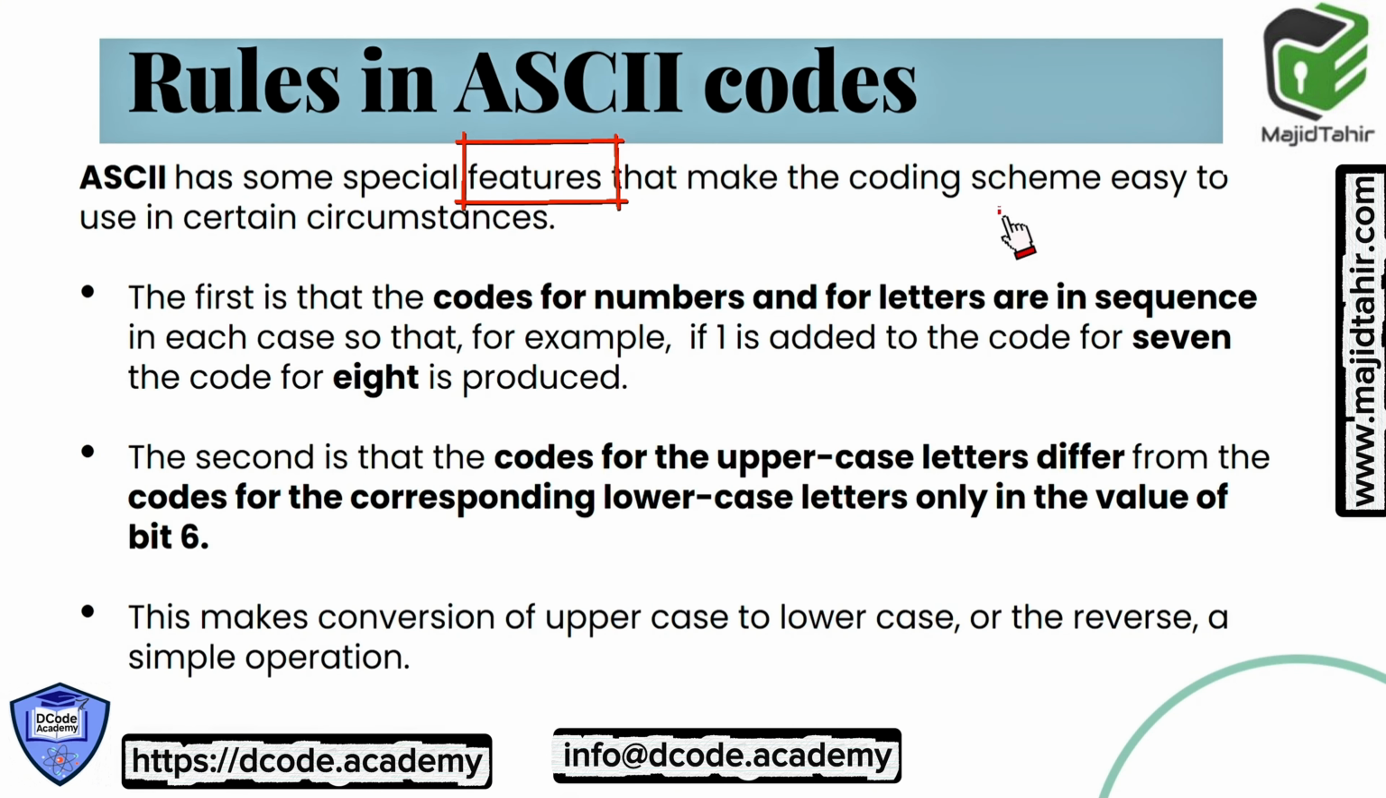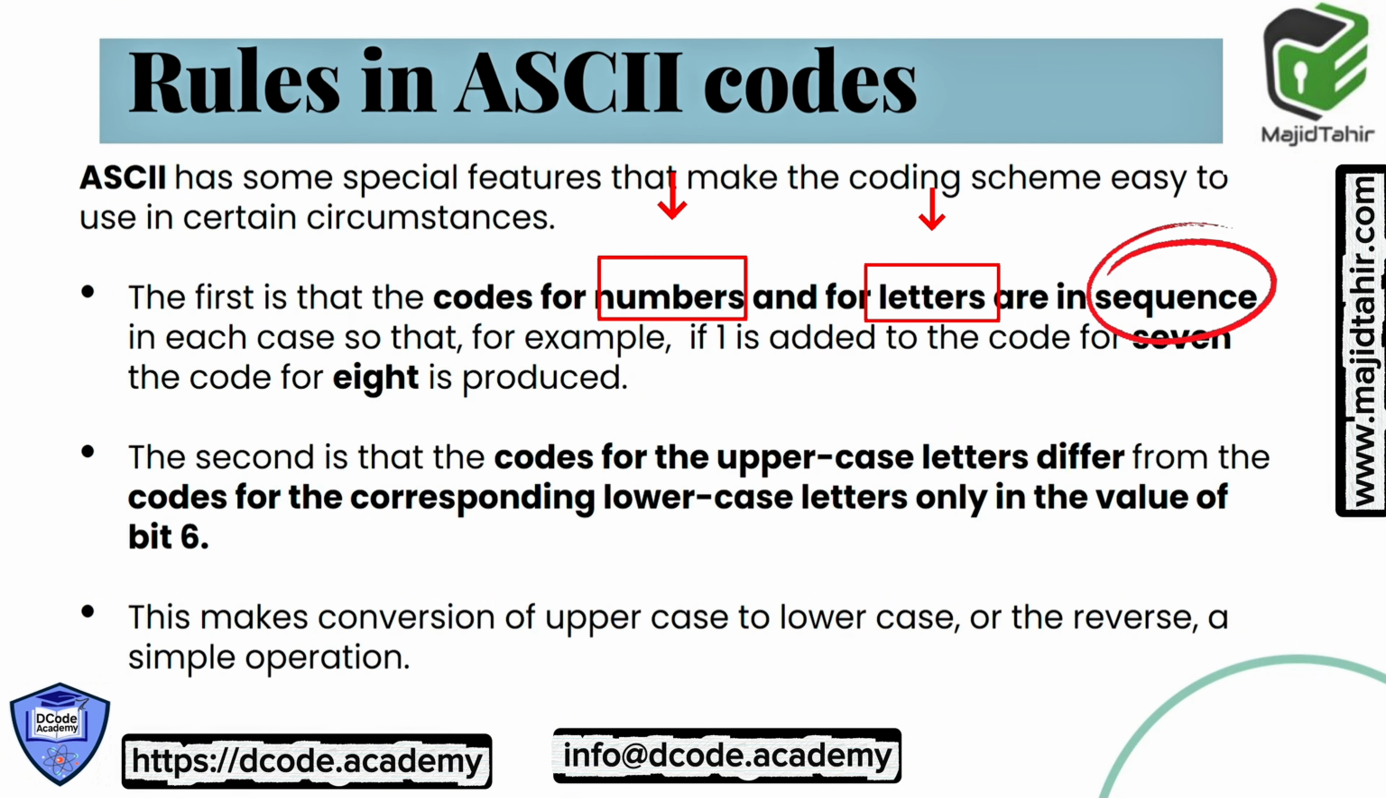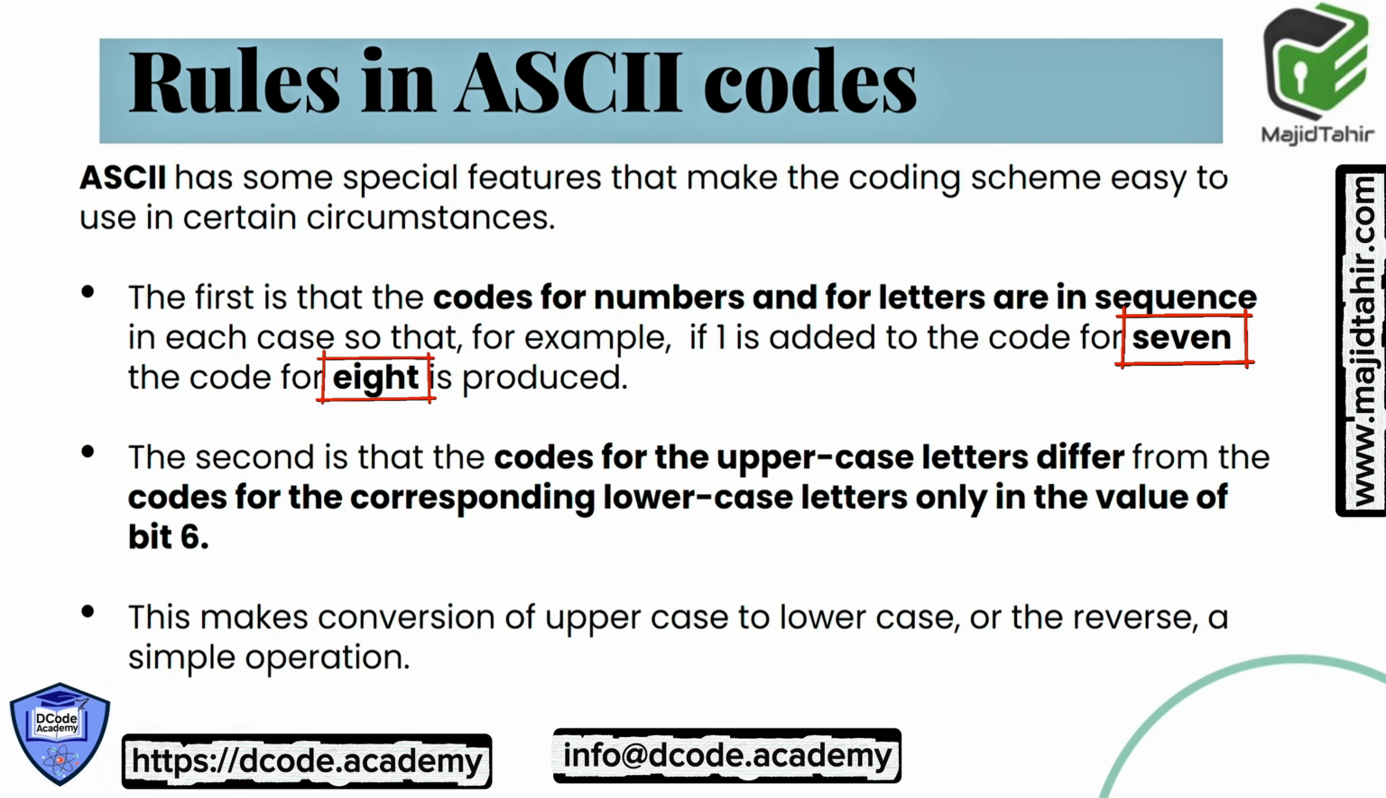ASCII has some special features that make the coding scheme easy to use. The first is that codes for numbers and letters are always in a sequence. In each case, for example, if 1 is added to the code of 7, you will get the code of 8. In the same way, if 1 is added to the code of A, you will get the code of B, and then the code of C, and so on.